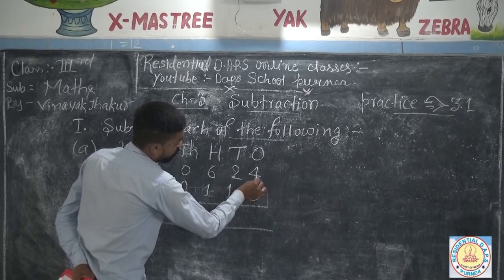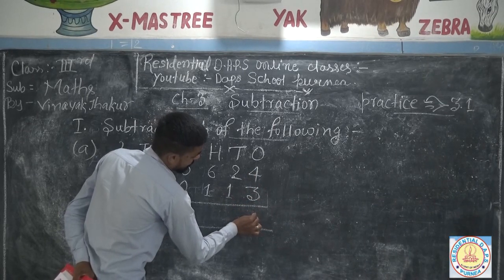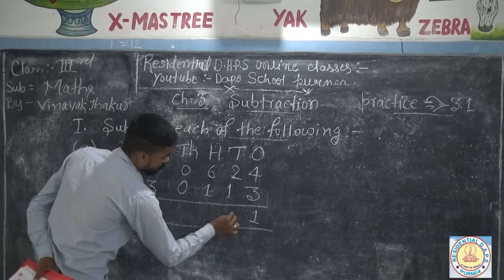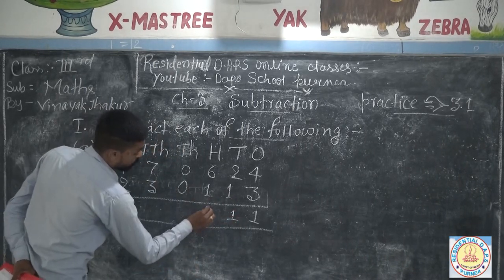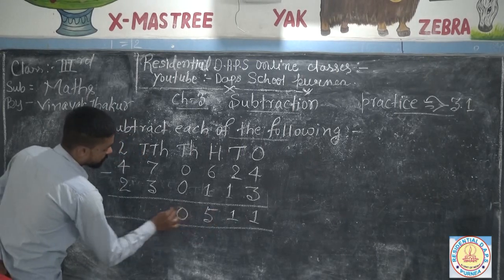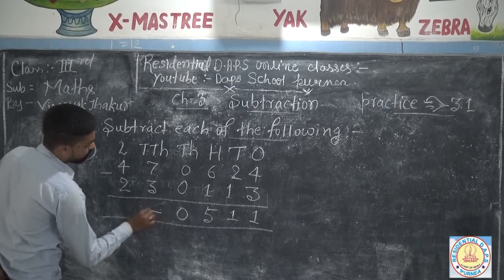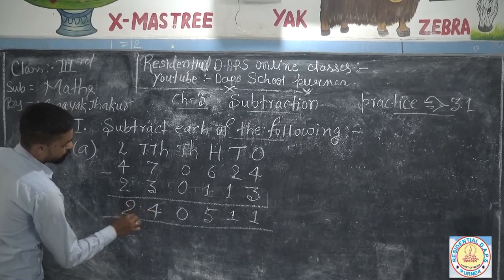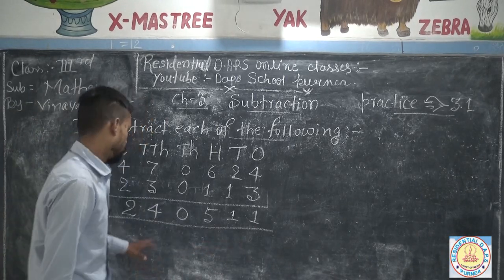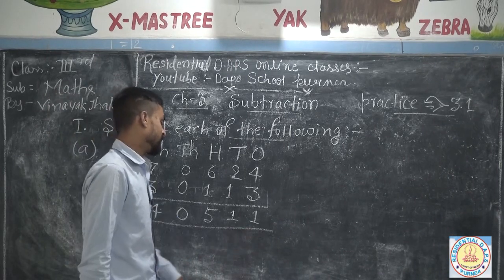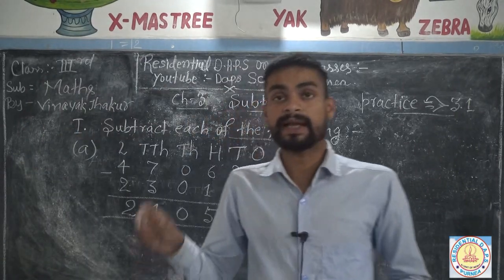So I'm going to subtract 4, subtract 3, 1, 2 minus 1, 1, 6 minus 1, 5, and 0 minus 0, 0, 7 minus 3, 4, and 4 minus 2, 2. So this is your answer, 2,40,511. This is your answer of your first question.